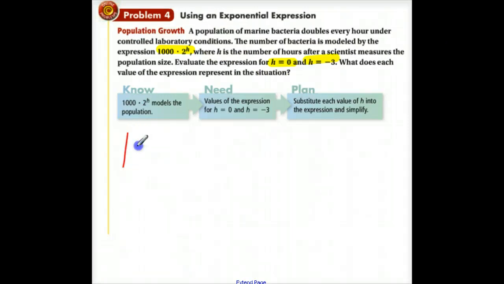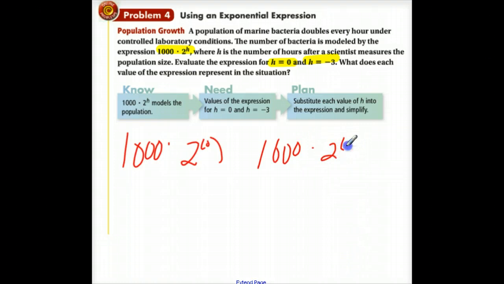So really all I'm doing is I have my expression, 1,000 times 2 to the h. First I'm going to put 0 in and solve, and then I have my expression again and I'm going to put in negative 3. So when I have 0 in my expression, that variable is measuring when the scientist measured the population of bacteria at the exact moment it was measured. The negative 3 means what the population was 3 hours prior to it being measured.